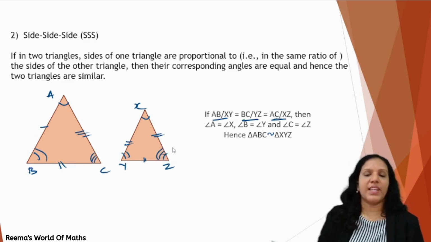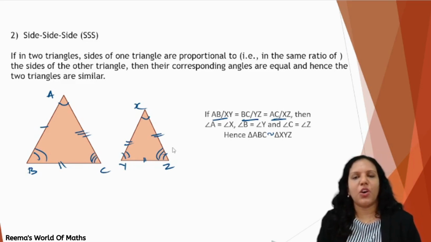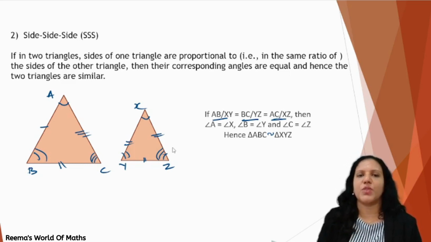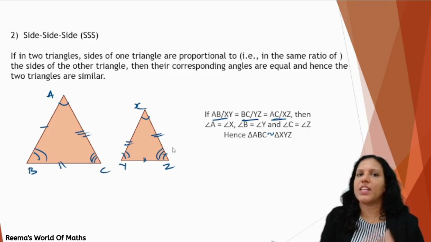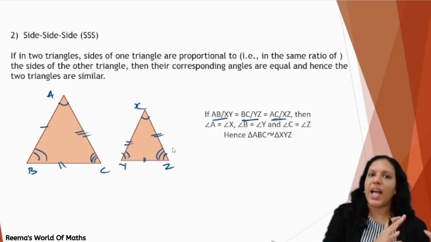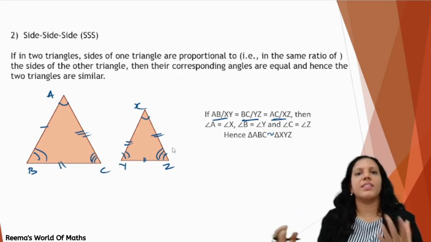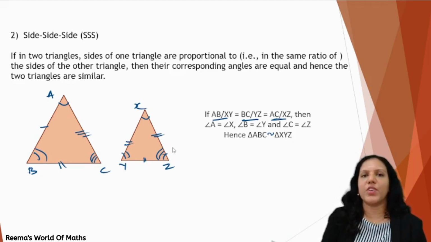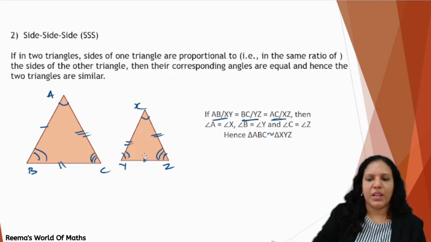So the side, side, side theorem says if in two triangles, the sides of one triangle are proportional, that is, in the same ratio as the sides of the other triangle, if the corresponding sides are in proportion to each other, then their corresponding angles will be equal. So this is just the reverse of the angle, angle, angle theorem. In angle, angle, angle, we said that if the angles are equal, then the sides will be in proportion. So if the sides are in proportion, then the angles will also be equal, which we know. This is what is called the side, side, side theorem.